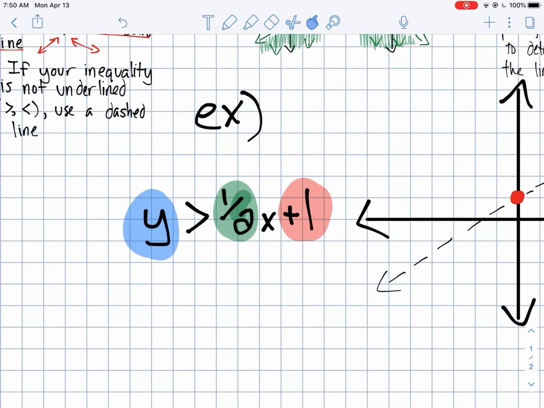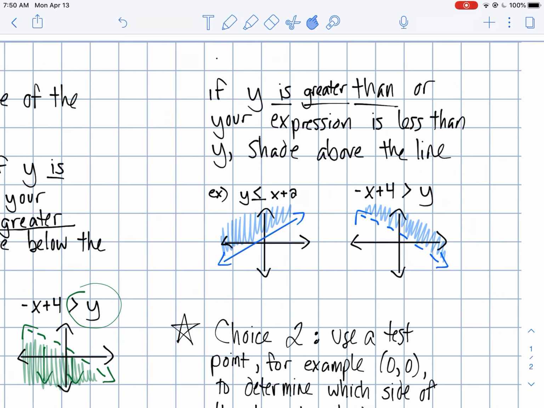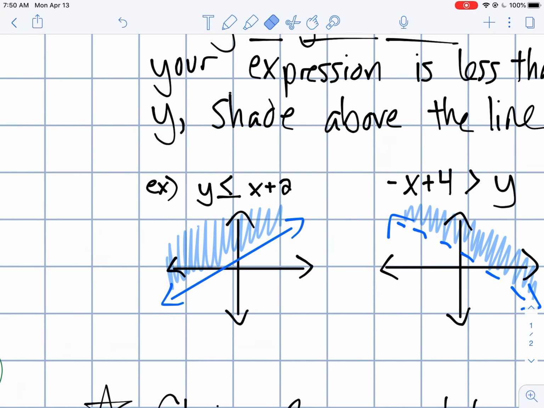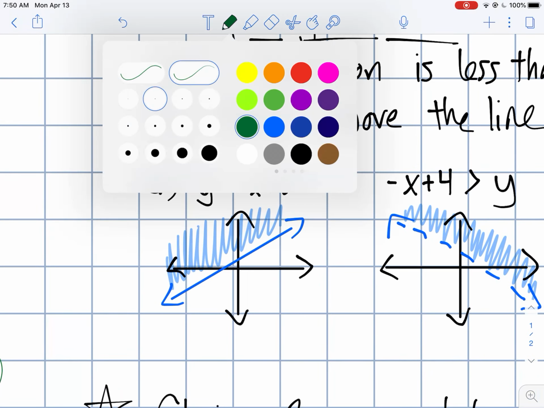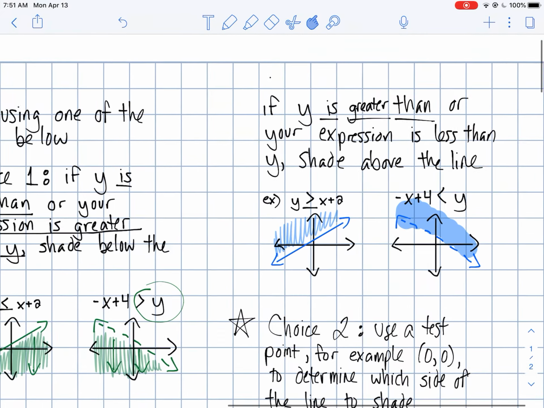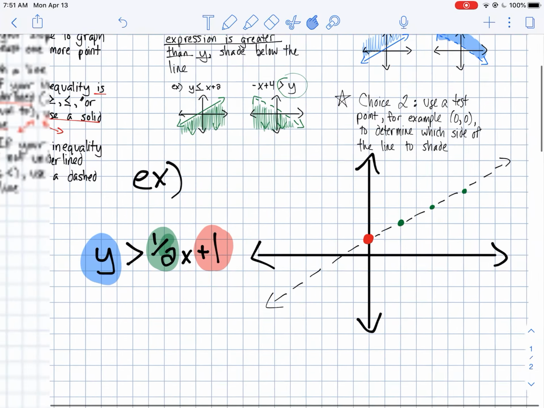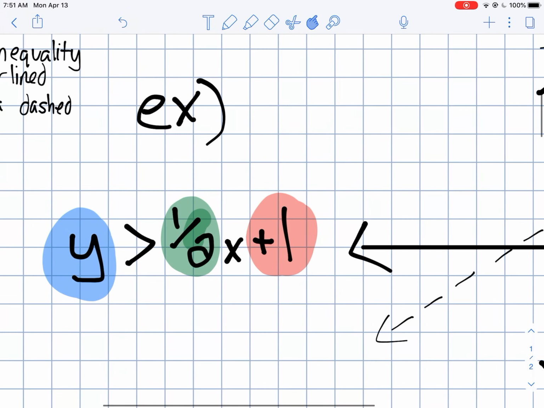So if we look here, I see y is greater than 1/2 plus x. I'm not getting less than here. So let's see what happens here. If y is greater than, or your expression is less than y, you're going to shade above the line. So in this case, I'm going to fix that. Y is greater than x plus 2, or negative x plus 4 is less than y, we shade above. This helps some people. Sometimes people look at this and they're like, I don't know, this choice doesn't really do well for me. But we're going to go over another way you can do this.